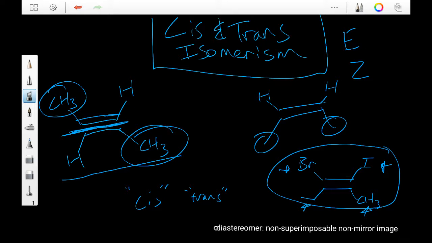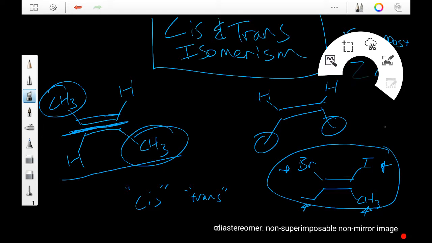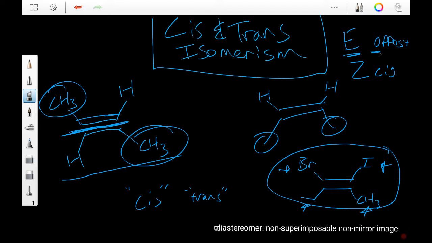Now, E, entgegen, means opposite side, while Z, zusammen, means same side. That's how I remember it. So that would be cis. You could also remember that E and O are both vowels, and those go together. So we see that for this molecule, when we look at the functional groups, we see which ones have the highest molecular weight. Obviously, the bromo and the iodo will have higher molecular weights than any of the carbons attached. So they are on the same side, making this a Z molecule.